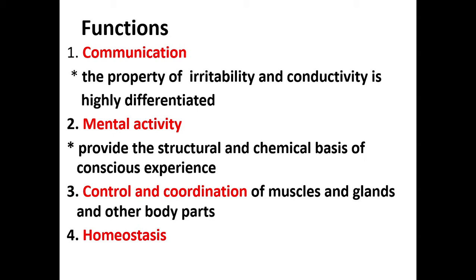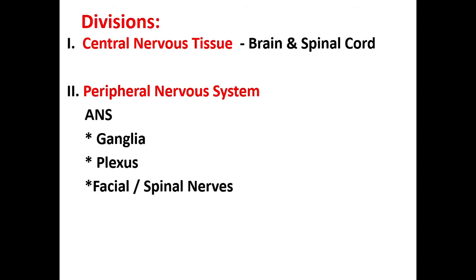And for homeostasis, the nervous tissue contributes so much in the internal environment of the body because of this control in some functions of the organs and structures of the human body. The nervous tissue or the nervous system in the body is divided into two major parts. We have the central nervous system, which comprises the brain and spinal cord, and the peripheral nervous system. Included here is the autonomic nervous system. So here we will tackle the ganglia, the plexus, and all of the nerve fibers.